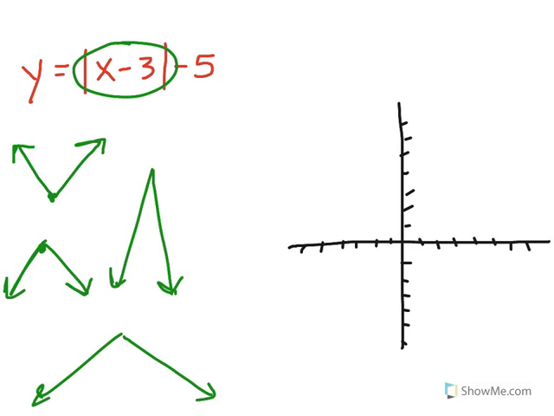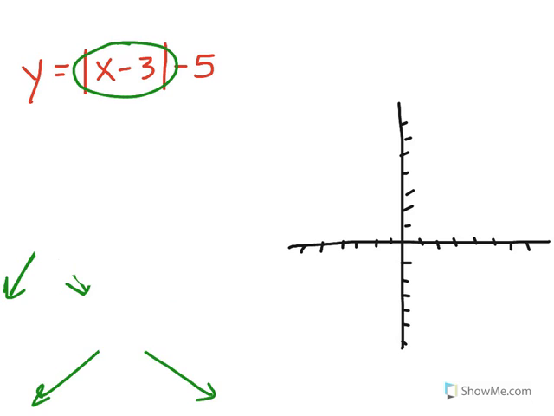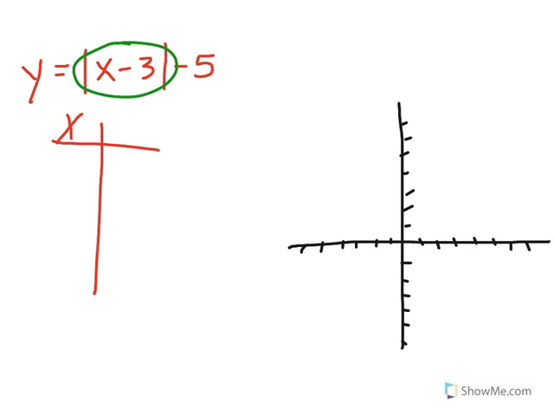Okay, now let's figure out what's the best way to attack this. The best way, in my opinion, is to first find that turnaround point. Find the vertex. And this is really pretty easy to do. It takes just a tiny bit of thought. Look at the inside of the absolute value bars and ask yourself, what makes that stuff equal 0? What x value can I put in there to make that whole amount be 0? And the answer in this case would be 3.